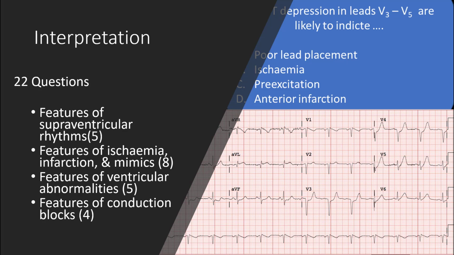So this brings us to the interpretation section with its 22 questions. Now here we're going to be asking you to identify features of supraventricular rhythm.